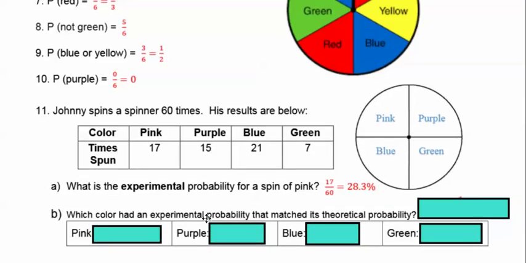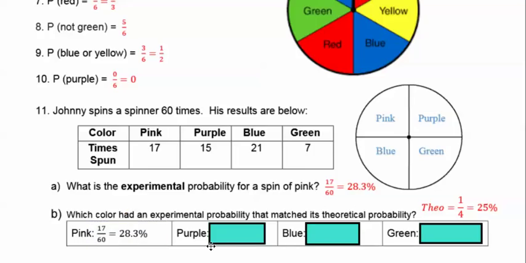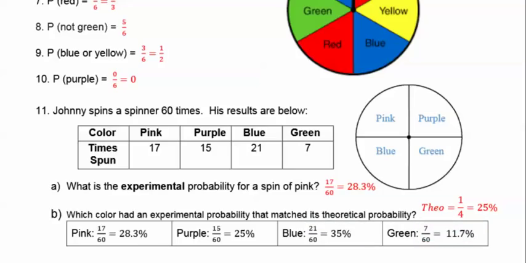On number 11, the experimental probability of spinning pink. You look at the chart. This would have been your answer. Either one works. On B, which color had an experimental probability that matches the theoretical? The theoretical probability of landing on any of these colors is 1/4, 25%. So then you find the experimental probability of each color. Experimental of pink, we already have. Experimental of purple is that. Here's the experimental of blue and the experimental of green. So then you had to figure out which one of these matched the theoretical. The correct answer would have been purple. Okay, once you're done with this, go ahead and get checked to move on to the next thing.